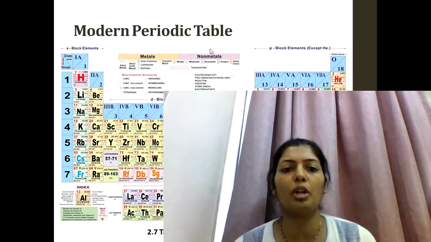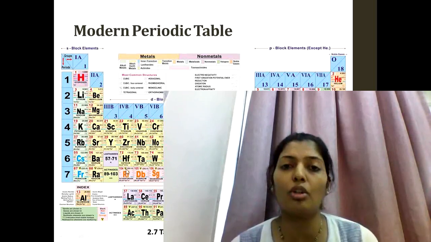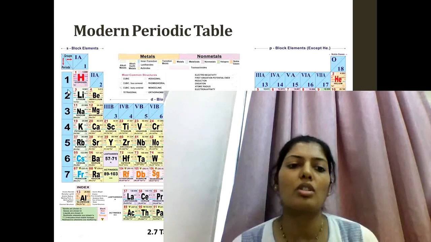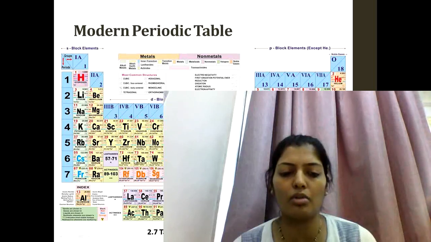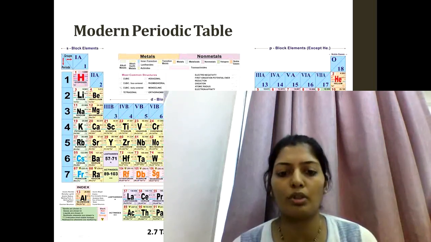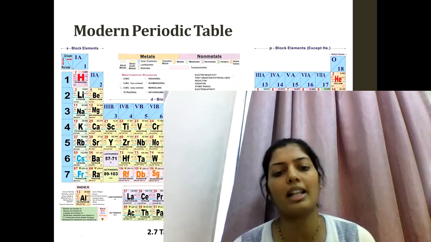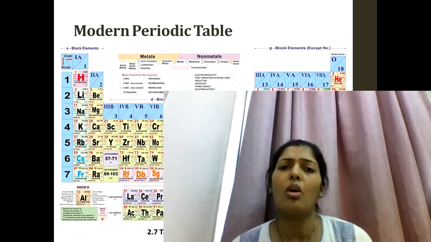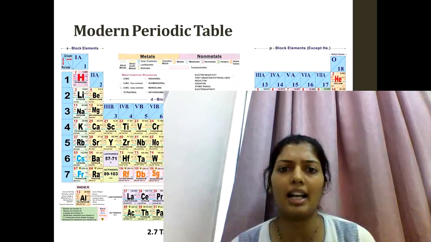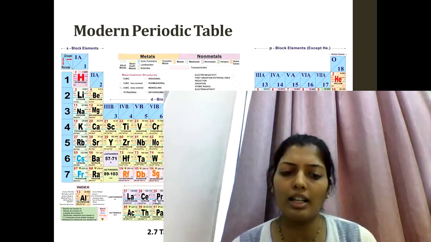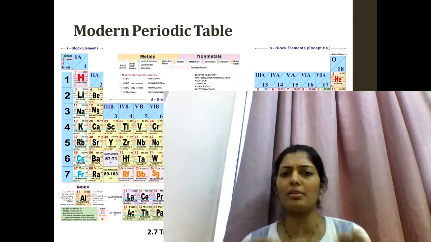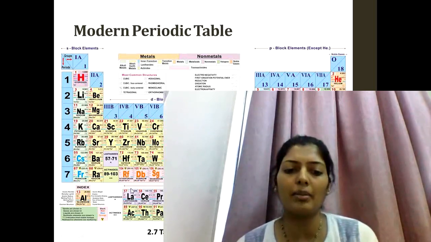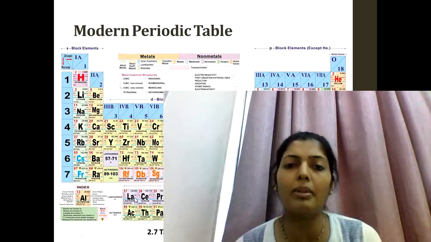If you remember the modern periodic table, there are 7 horizontal rows known as periods and 18 vertical columns known as groups. Apart from these 7 horizontal rows, 2 rows are at the bottom of the periodic table. They are called the lanthanide series and actinide series. Why are they called that? Because all the elements of the lanthanide series show similar chemical properties, and second, they are placed after the element lanthanum.